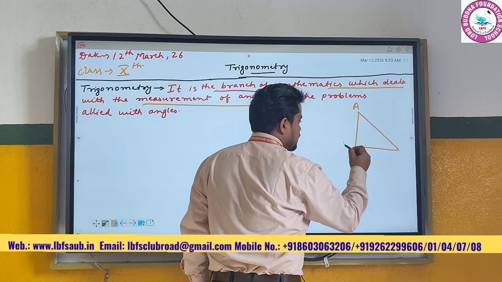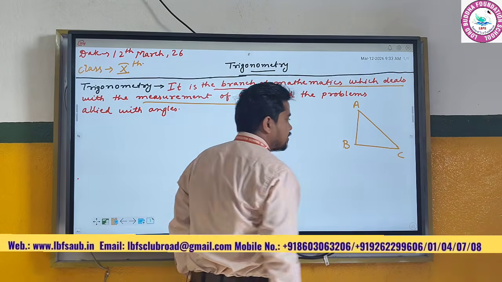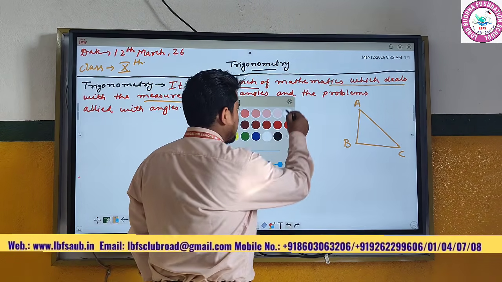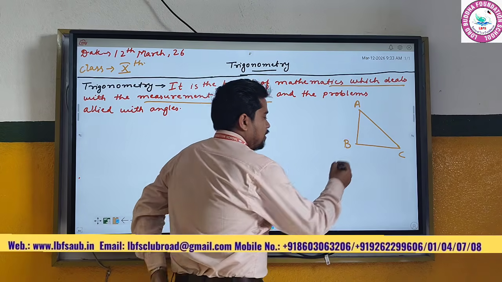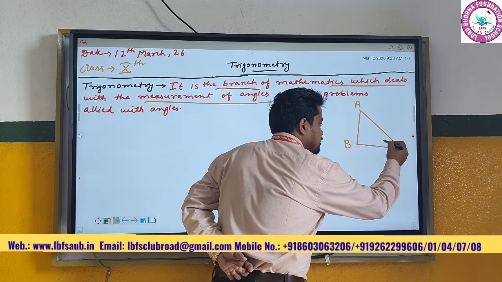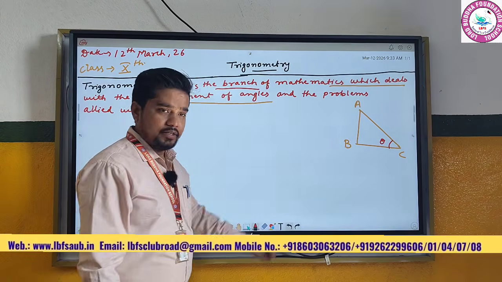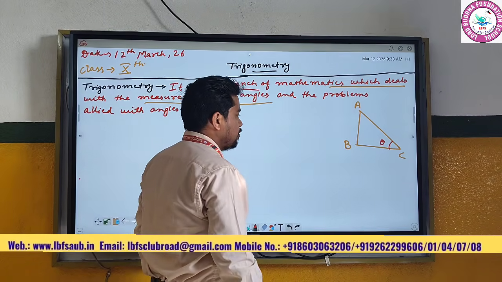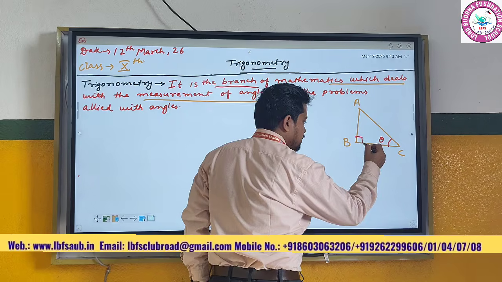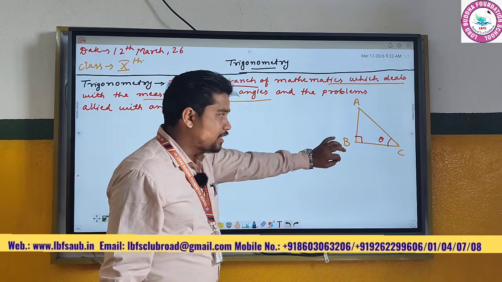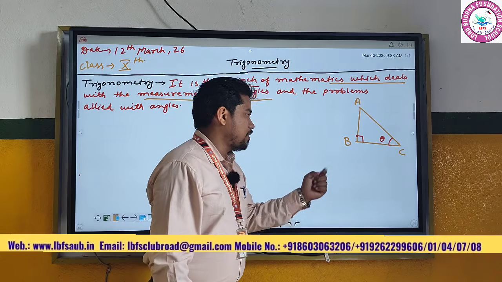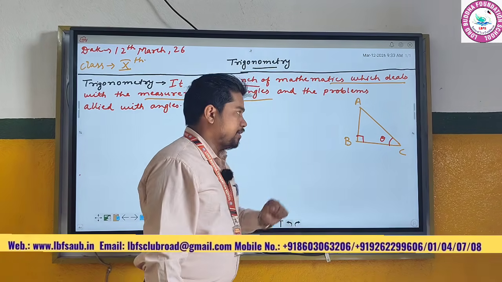Suppose ABC is a right angle triangle, and we are considering this base angle as theta. This is the base angle whose measurement is theta. Obviously angle B is 90 degrees, as we are discussing a right angle triangle.